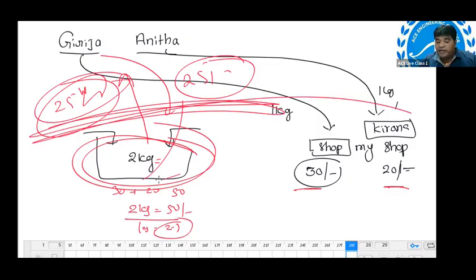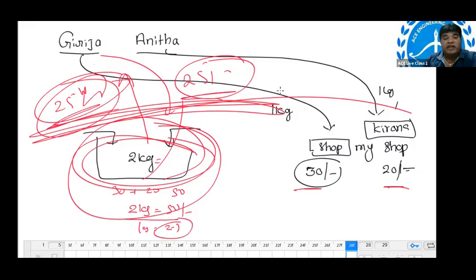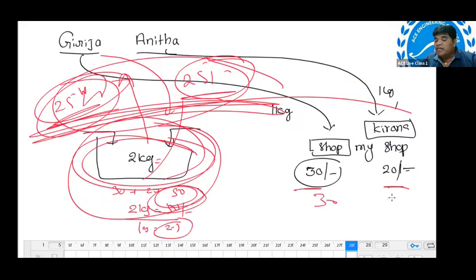This is called the mixture concept, allegation and mixture concept. Are you getting my point now, all of you? Are you understanding the concept clearly? What is allegation and what is mixture? Allegation means creating the new rate. She took 25 rupees, she also took 25. 25 and 25, again how much am I getting? 50 rupees. Individually 30 and 20, again I'm getting the same 50 rupees. I sold each kg at 25 rupees, again I'm getting the same 50 rupees. As a shopkeeper, I don't need a loss, I don't need a profit.